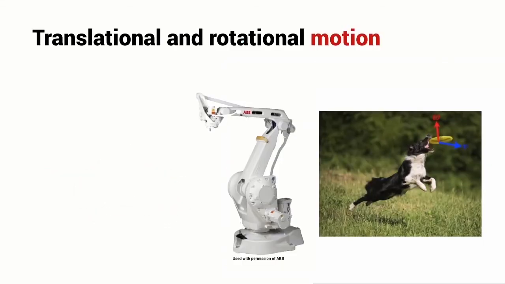Now it's not just frisbees and balls that have got translational and rotational velocity. The end effector of a robot arm has a translational velocity and an angular velocity, and often we need to specify what these are and in fact command the robot joints so that we get the desired translational and angular velocity of the robot's end effector.